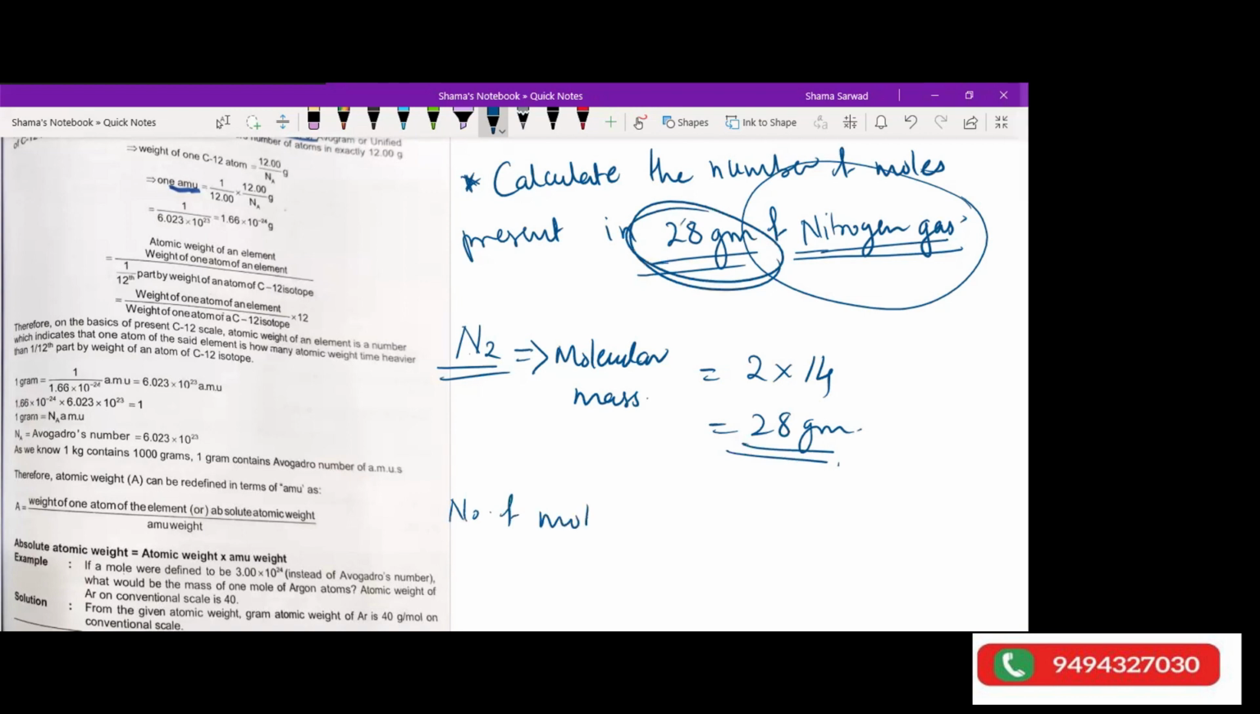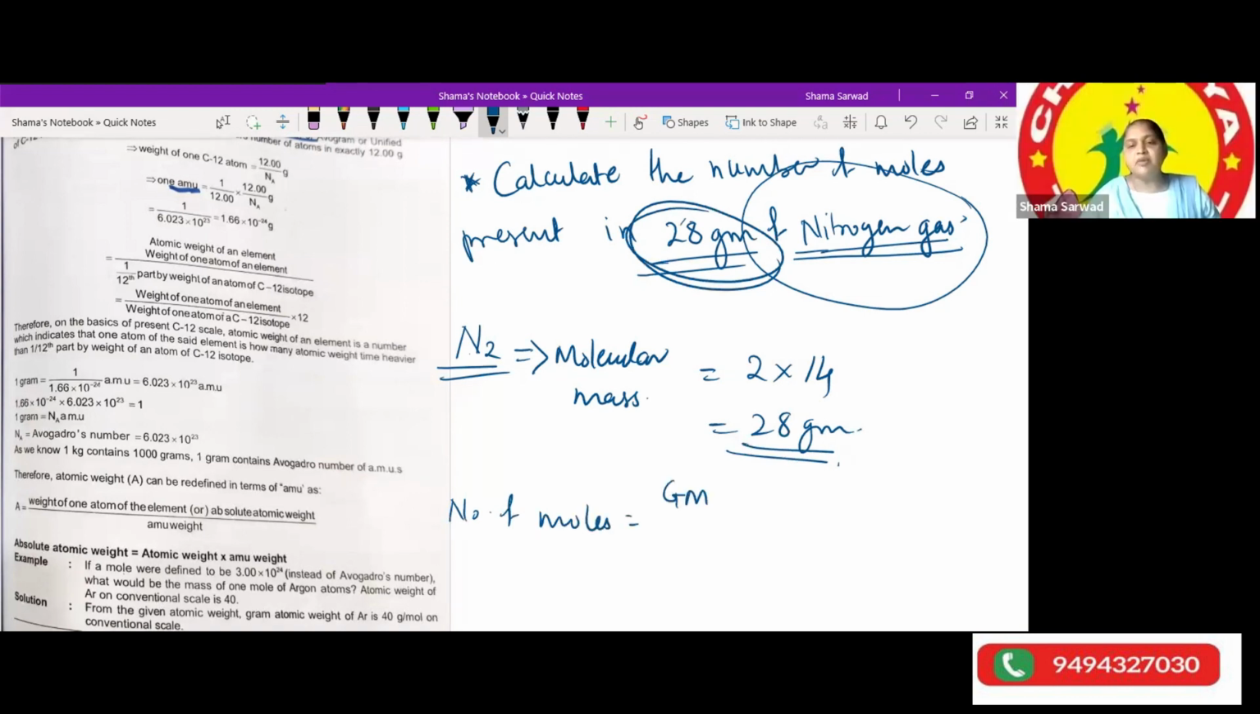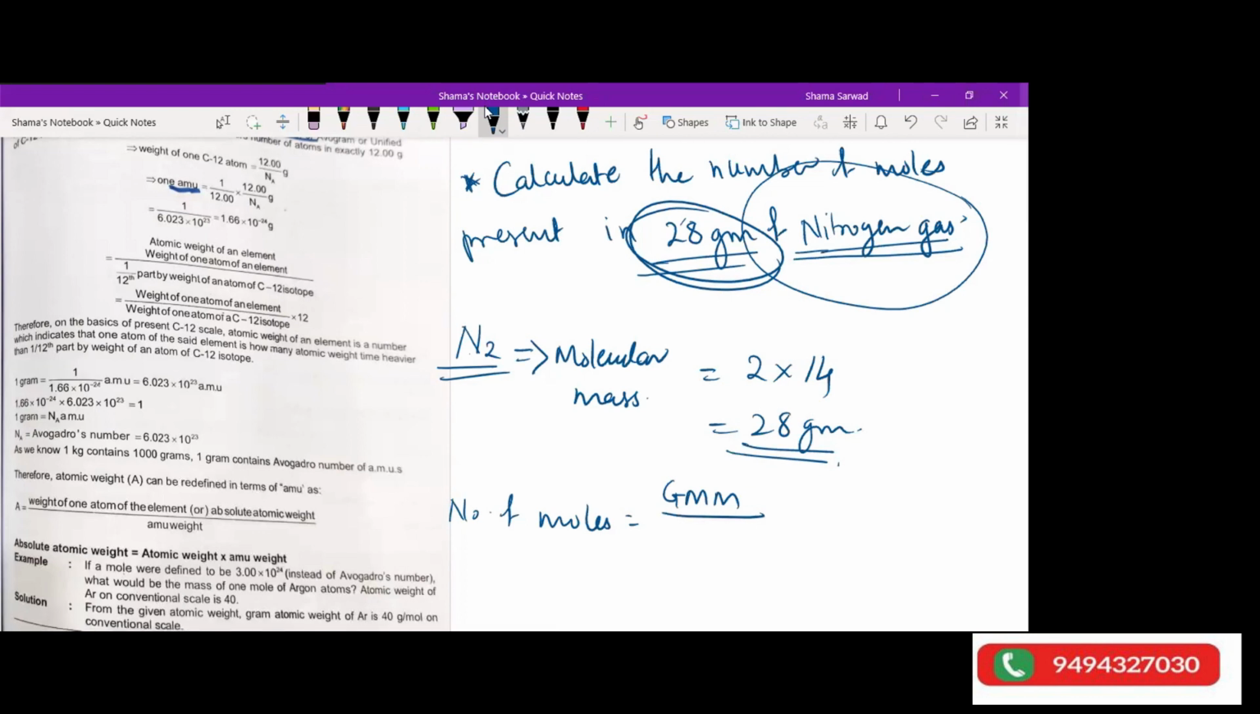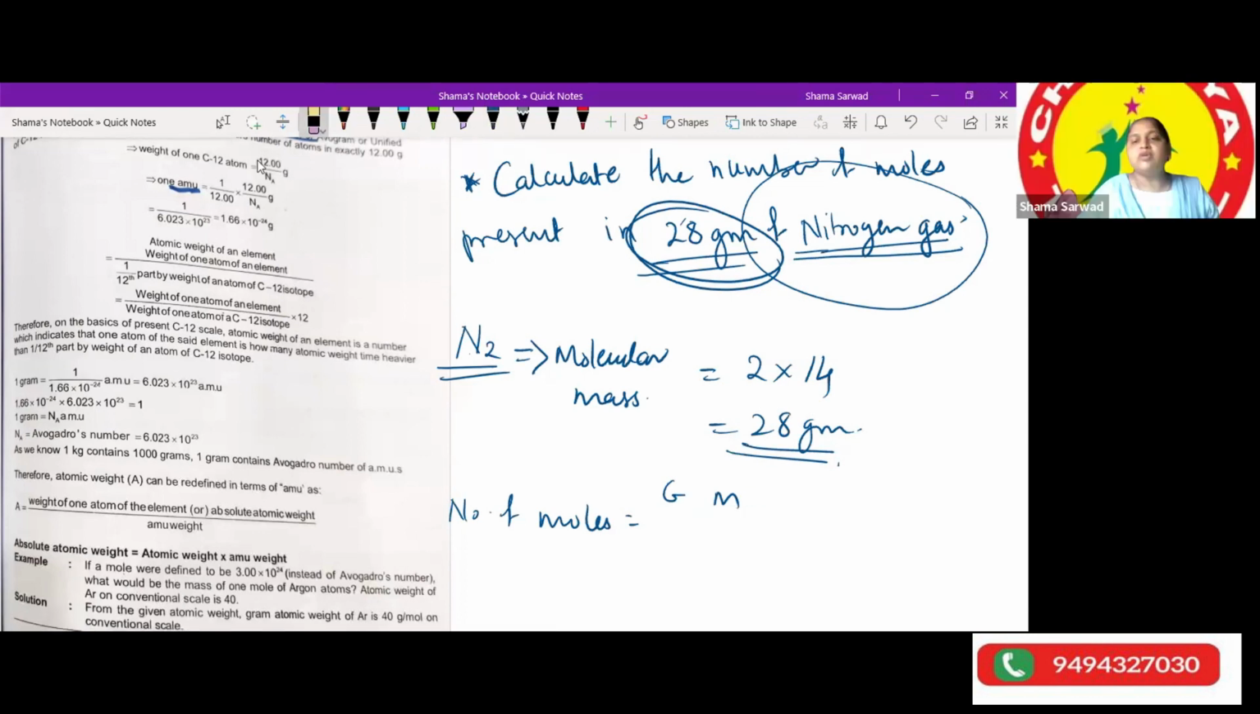Number of moles equals given mass upon gram molar mass, or number of particles upon Avogadro's number. Sorry, here, I'll write it. Number of moles is given mass upon gram molar mass.